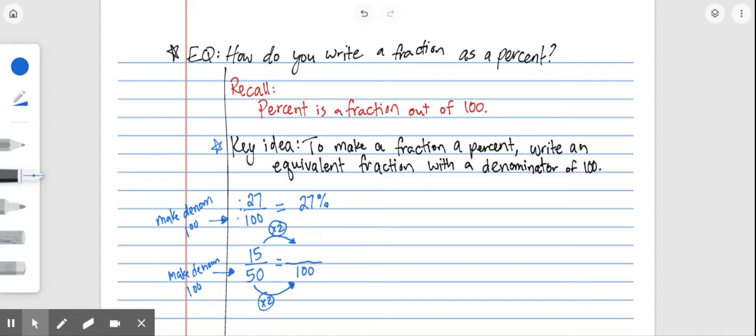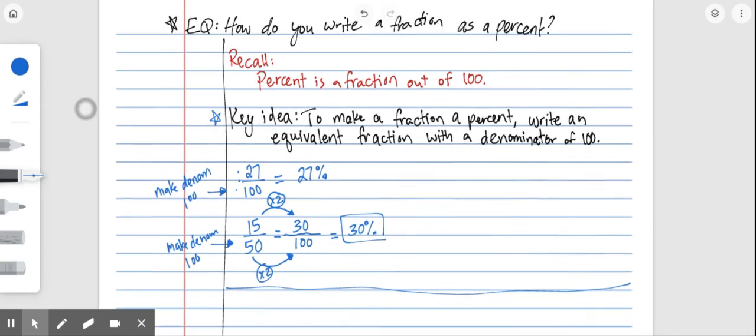So then I do 15 times 2, which is 30. Now I have the fraction 30 out of 100. 30 out of 100 has a denominator of 100, and it's written like a percent. So this equals 30%. Okay, so the only way that you get a percent from a fraction is when you have the denominator equal to 100. All right, let's do a few other examples.